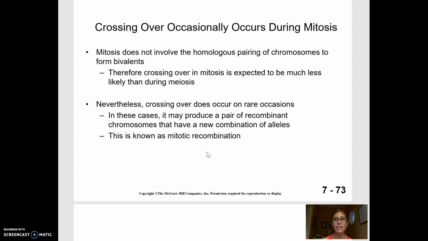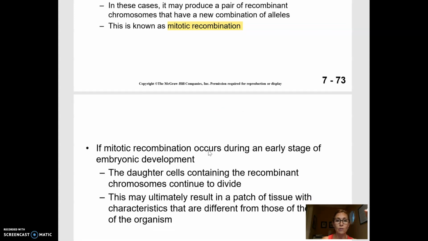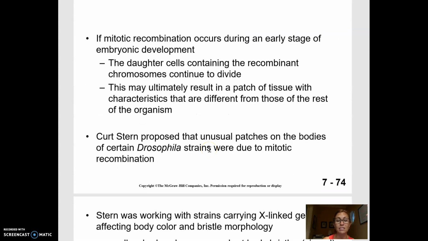So crossing over occasionally does occur during mitosis. This is kind of a weird thing. Very occasionally, a crossing over can happen during mitosis in somatic cells. And so what that means is that if for whatever reason during mitosis you have a crossing over event happen, then you're going to have what's called mitotic recombination. In other words, the new cells being produced from that single cell division are going to have a new combination of alleles. It's going to express things differently, so it may actually have a different phenotype, like a different pigmentation.